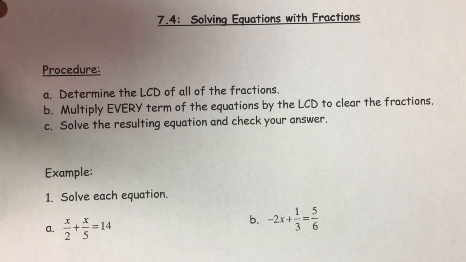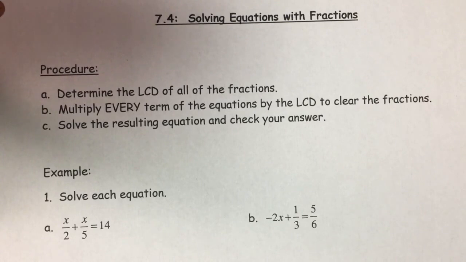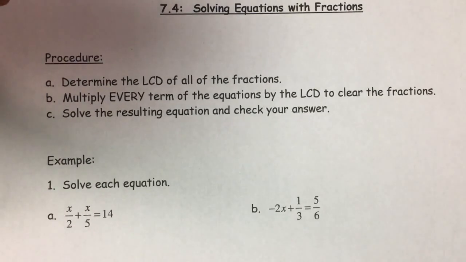The first thing you're going to do is look at all the denominators and find the lowest common denominator of all of the fractions. And then you're going to multiply every term of the equation by that lowest common denominator. And what that's going to do is clear the fractions or get rid of them. And then you're going to solve the resulting equation by using the steps that we did in the last couple of sections. And then it says check your answer. I'm not going to make you check your solutions.